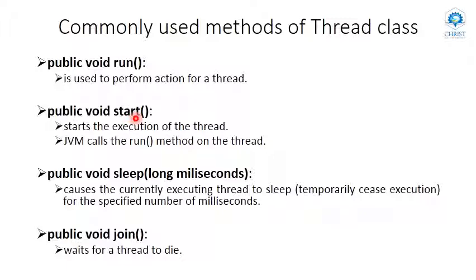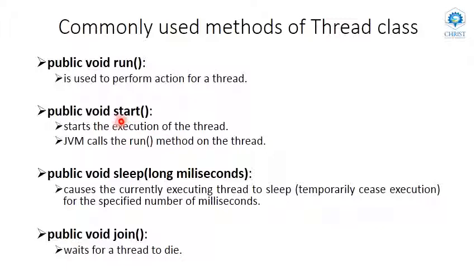The next method is public void sleep, and it has one parameter, a long integer, and that represents the milliseconds. This method is used for making our thread stop its working temporarily. Suppose we want to make our thread wait for some milliseconds, we can call this method. So again, if t1 is our thread, then t1.sleep(500) means our thread will wait for 500 milliseconds.